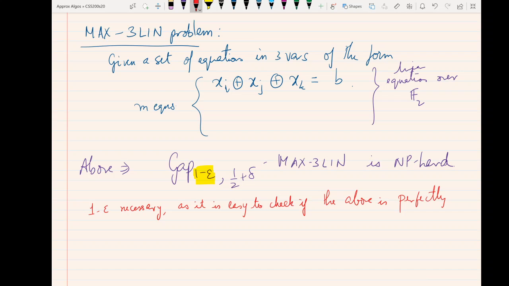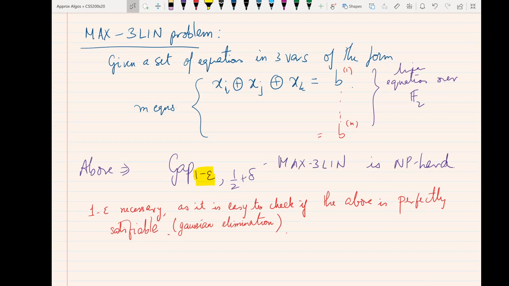Is there an assignment that satisfies all of the equations at once? So there might be some m equations, so on and so forth. So here we have shown that the PCP theorem of the form 2.5 stated above in the prover verifier world is exactly equal to this.